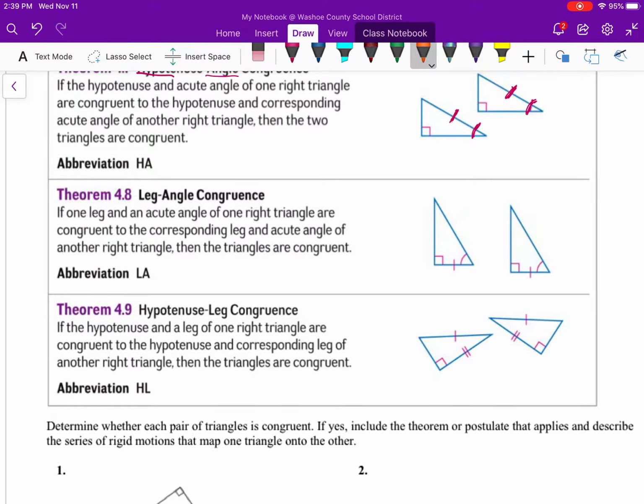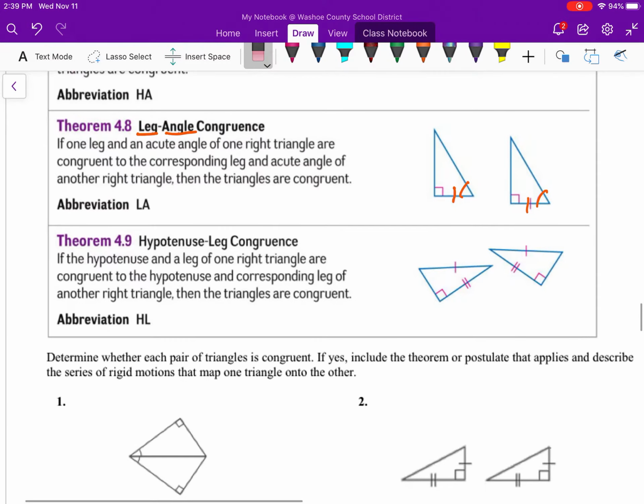Then we have the leg angle congruence theorem. So again, we have a leg and an angle that's not the right angle, sorry. And if I were just looking at any other one, it would be angle side angle. But because it's a special right triangle, we can call it the leg angle congruence theorem. And the last one you actually already saw in a previous section, the hypotenuse leg. Here I have the hypotenuse across from that 90-degree angle. That's how I know it's the hypotenuse. And then another leg being labeled as congruent.